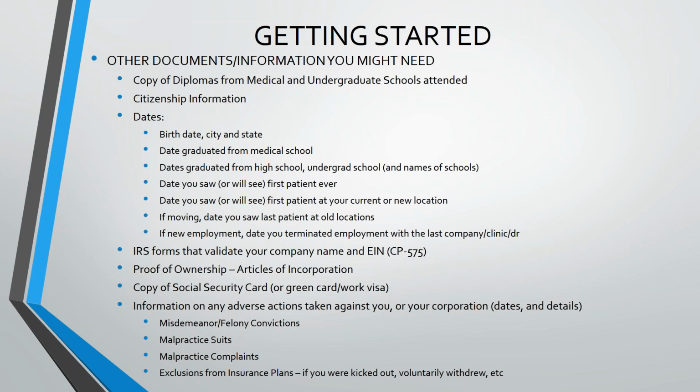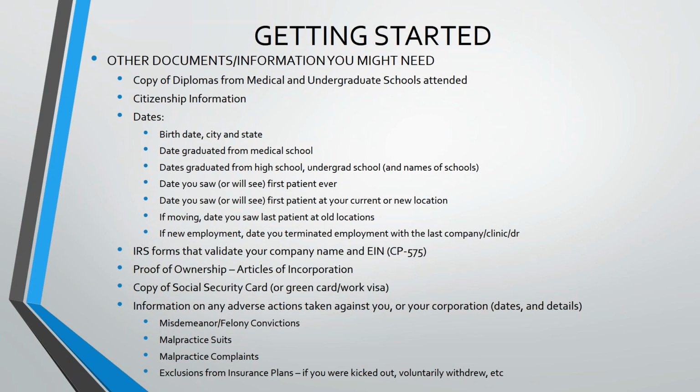So you may need to provide articles of incorporation. Some carriers require certain forms that you have to fill out for proof of ownership, and so on and so forth. You also will need to provide the insurance company information on any adverse actions that may have been taken against you or your corporation, and that includes dates and details.